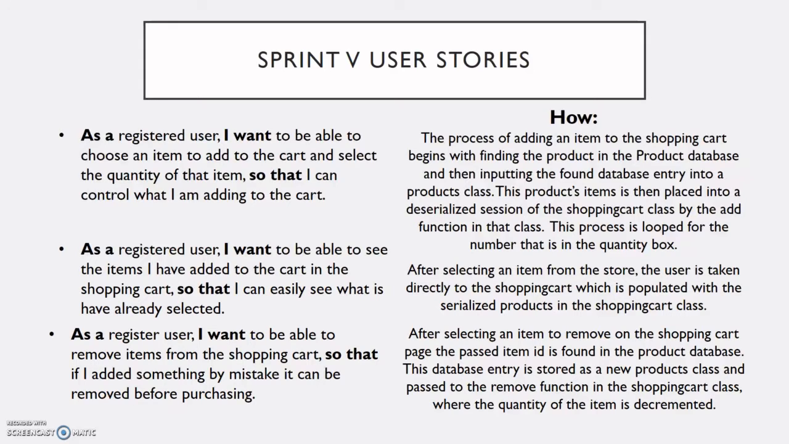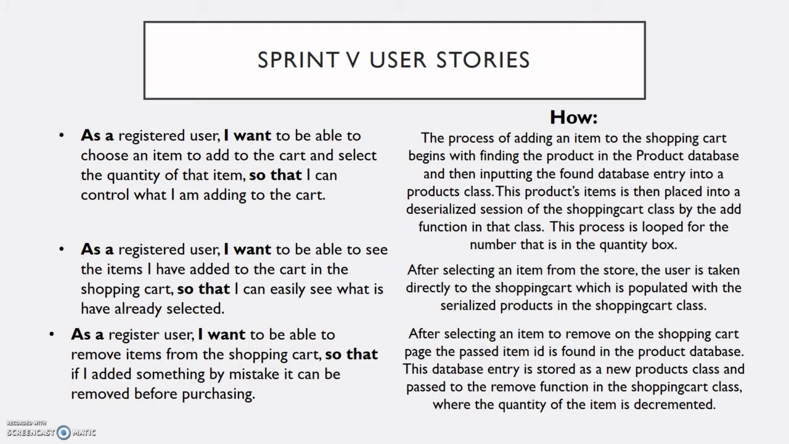As a registered user, I want to be able to see the items I have added to the cart in the shopping cart so that I can easily see what is already selected. How? After selecting an item from the store, the user is taken directly to the shopping cart, which is populated with the serialized products in the shopping cart class.